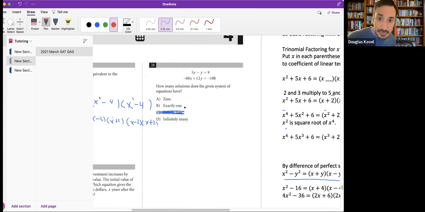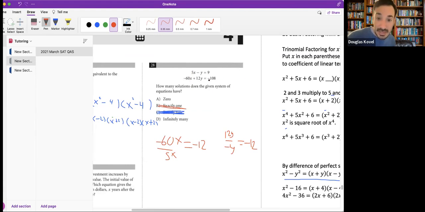So the first thing I'm going to do is see what am I multiplying my x terms by. So I'm just going to divide my second x term by my first x term, and I end up getting negative 12. So I see my x term was multiplied by negative 12. 5x times negative 12 is negative 60x. Now I'm going to do the same thing for my y term. So 12y divided by negative y, again, is negative 12. So I know I have equal slopes, so B is definitely out. It's either going to be 0 solutions or infinite.